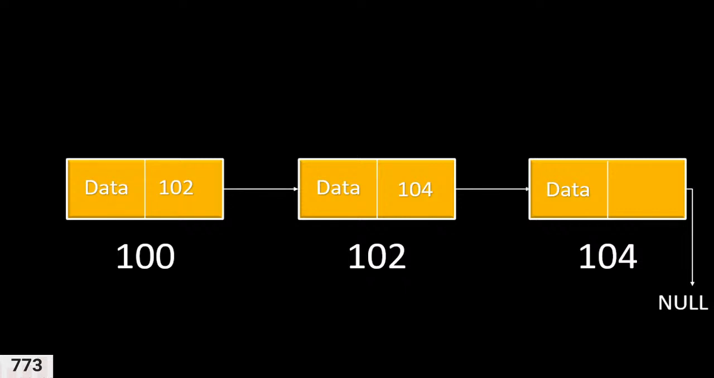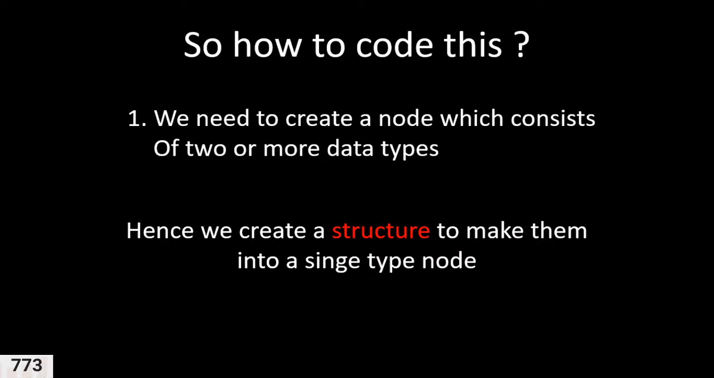Here the data is 102 and the first node's memory address is 100, and that's our head node, that is the engine. It's going to drive these nodes, exactly. The memory address of the next node is 102 and it has a data and a pointer. Next, the memory address of the next node has data and a pointer which points to nothing, because nothing is there after that, right? So how should we code this?